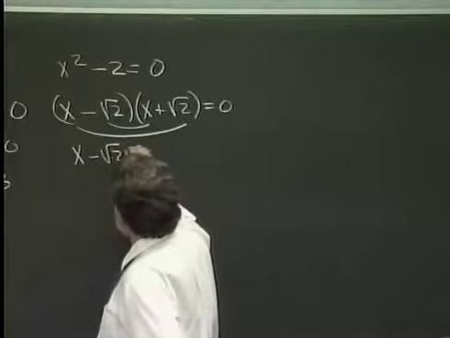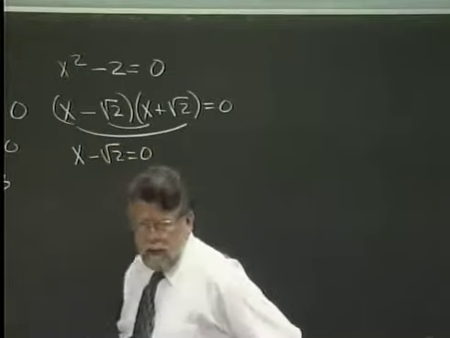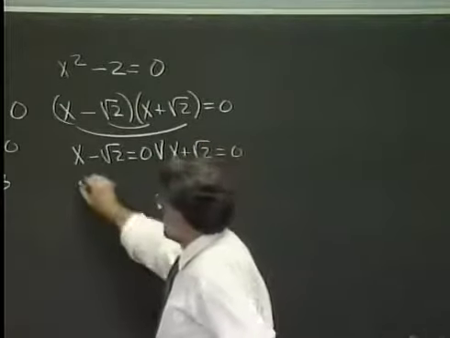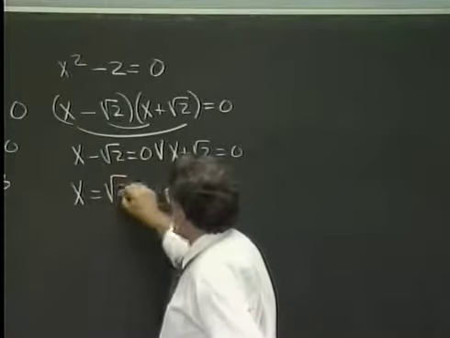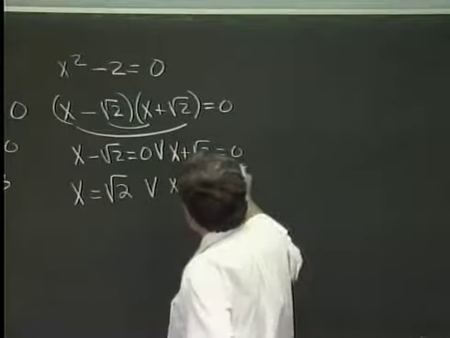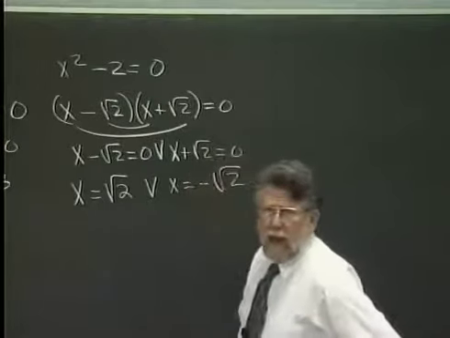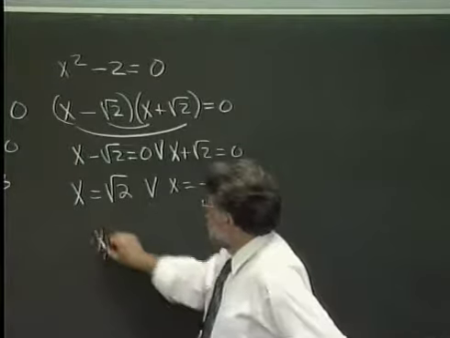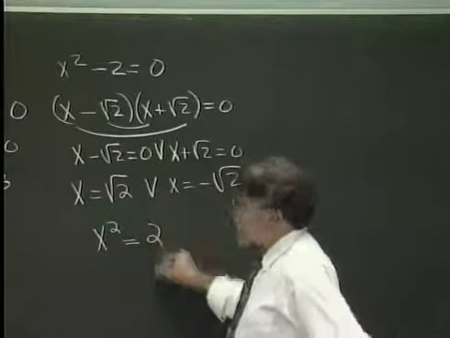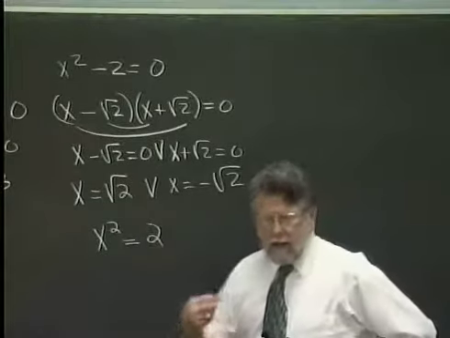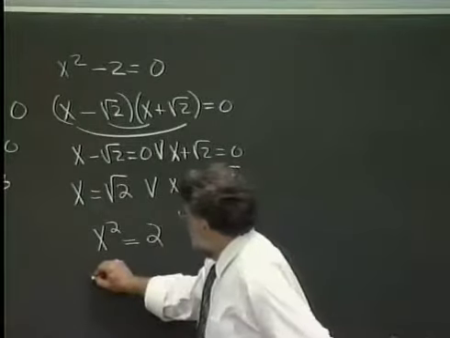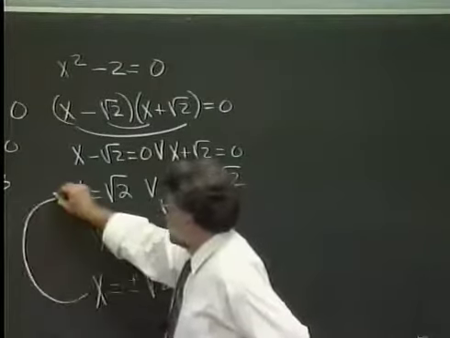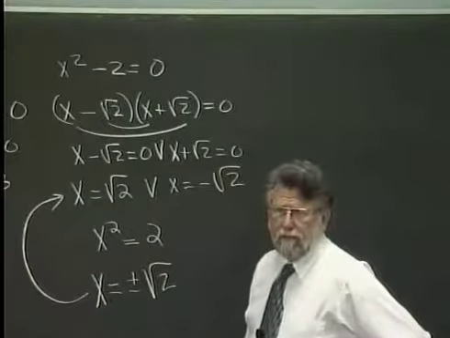And so I could argue that x minus the square root of 2 is equal to 0, or x plus the square root of 2 is equal to 0. So that allows me to say x is equal to the square root of 2, or x equals minus the square root of 2. And with that done, I could go back and say, as a shortcut, I could just argue x squared equals 2, and using the technique that's involved here, say that x is equal to plus or minus the square root of 2, which again is the solution we had.